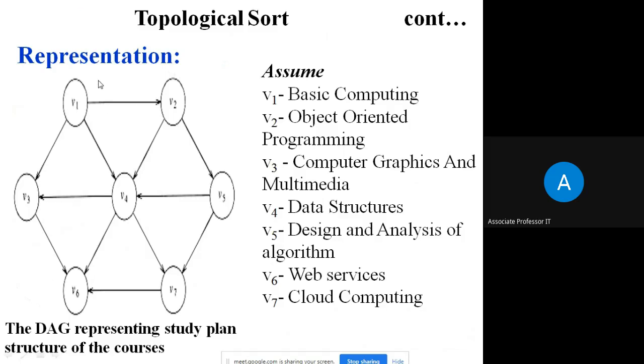Based on our example, we consider V1 as basic computing. V2 is object-oriented programming. V3 is computer graphics and multimedia. V4 is data structure. V5 is design and analysis of algorithms. V6 is web services. V7 is cloud computing. This is the DAG representing the study plan structure of the process.